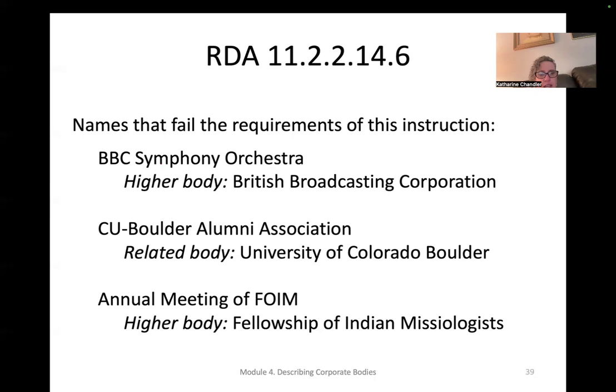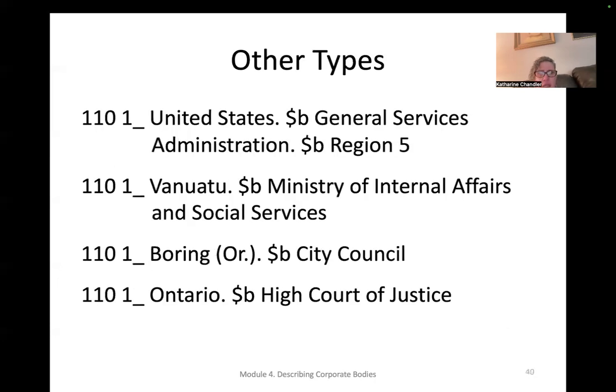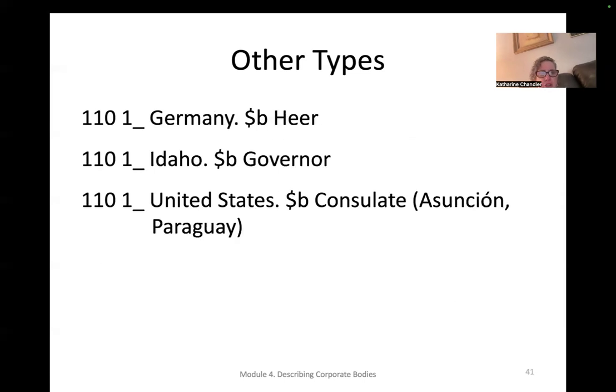Annual meeting of FOIM, higher body, Fellowship of Indian Missiologists. Other types: United States, subfield B, General Services Administration, subfield B, Region 5. Vanuatu, subfield B, Ministry of Internal Affairs and Social Services. Boring, Oregon, subfield B, City Council, and Ontario, subfield B, High Court of Justice. Germany, subfield B, Heer. Idaho, subfield B, Governor. United States, subfield B, Consulate, Asunción, Paraguay.